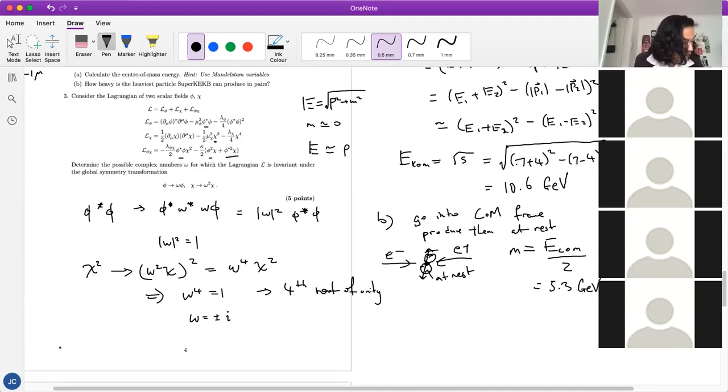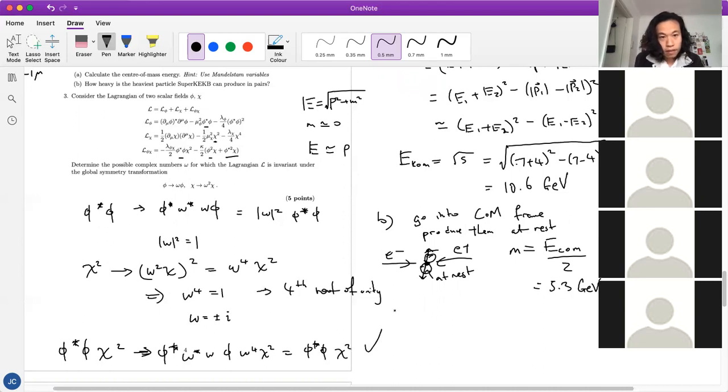So the first one let's look at is the phi star phi chi squared. That transforms into phi star omega star, omega phi, omega to the 4 chi squared. And by definition, this just equals phi star phi chi squared. So that's fine. And then phi squared chi transforms to omega squared.